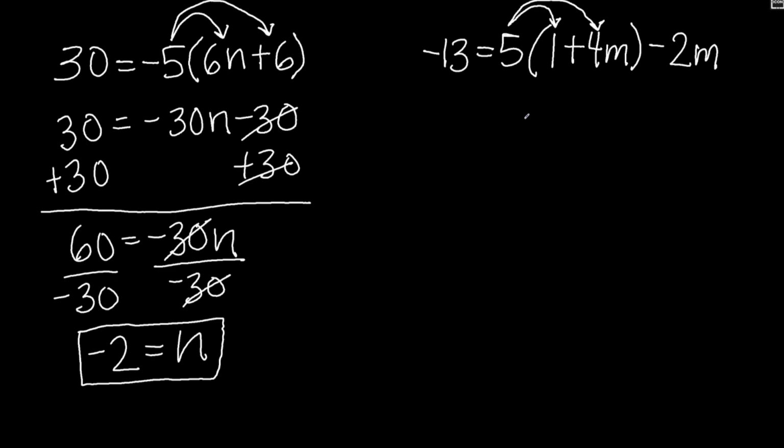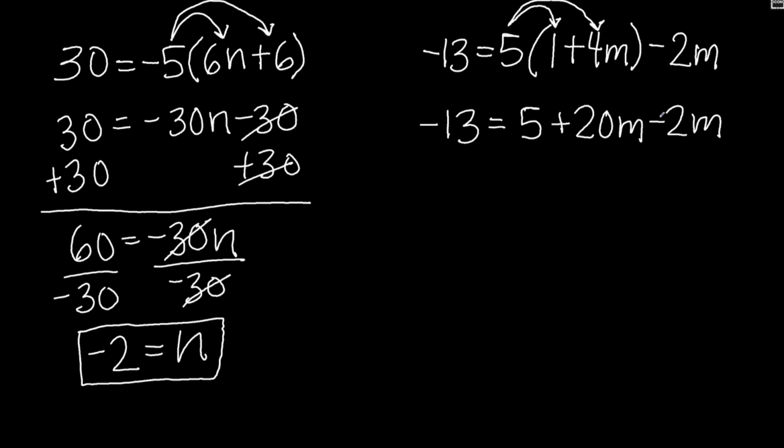5 times 1 is 5. 5 times 4m gives us positive 20m. We bring down the minus 2m. And then we're left with negative 13 on the left side.